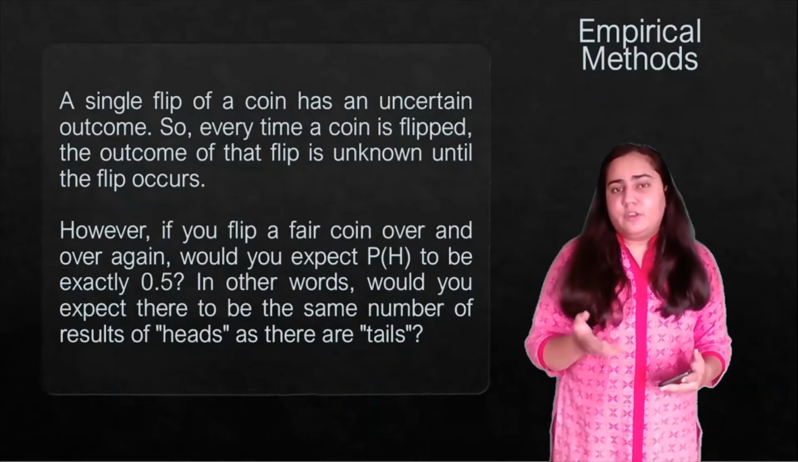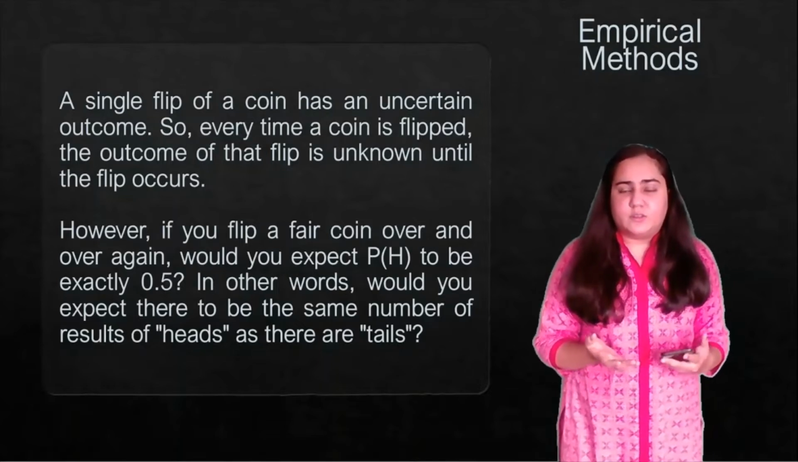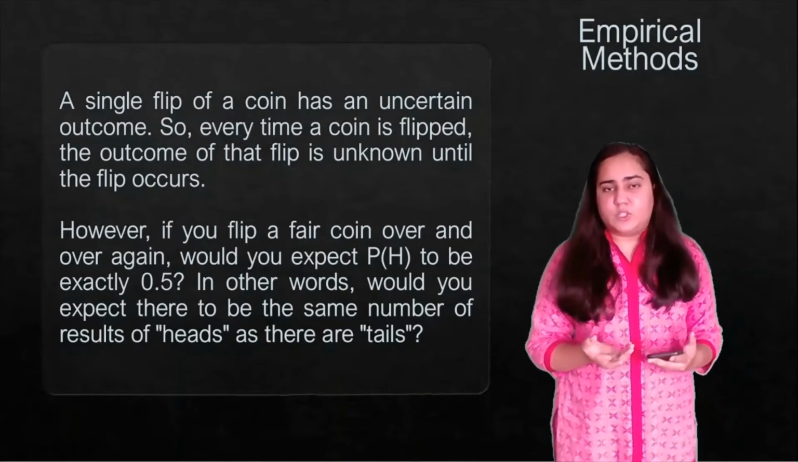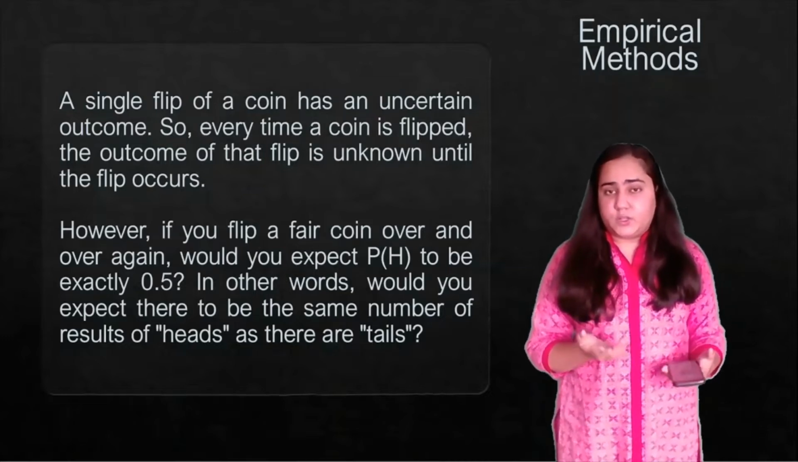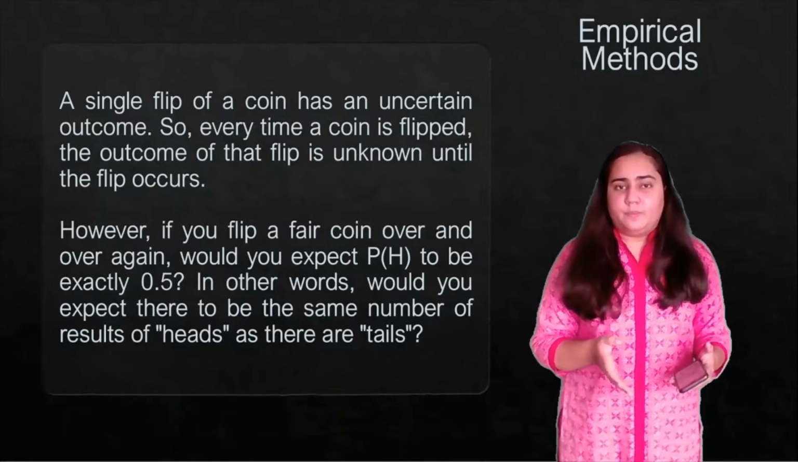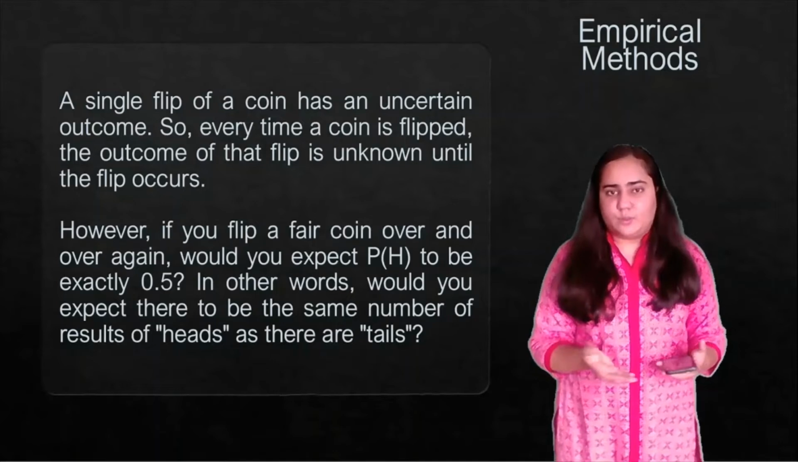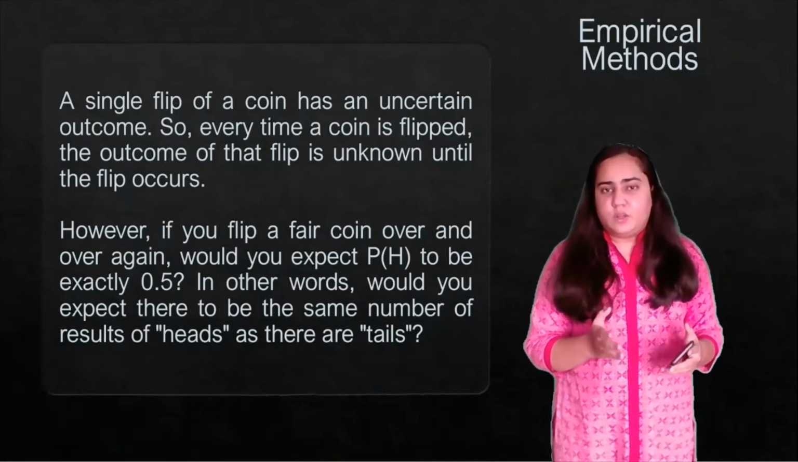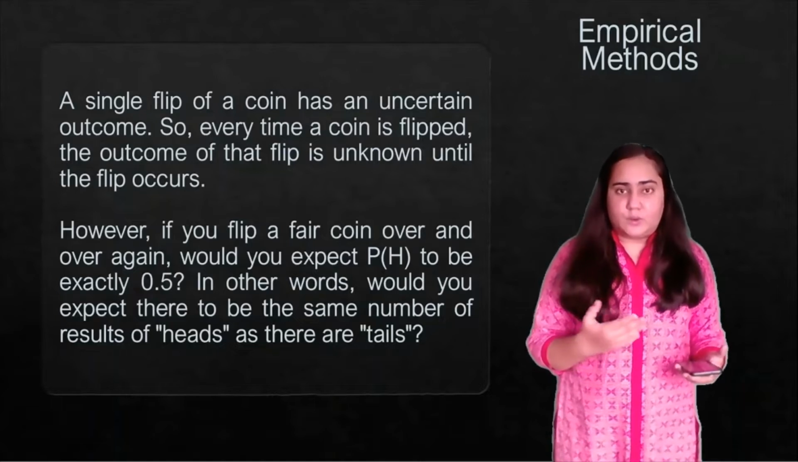However, if you flip a coin, a fair coin is a coin that is not biased. Sometimes they create coins which are heavy on one side, and that's why when you flip, there's a higher chance of getting heads than tails. Also, you should not use a coin that has heads on both sides or tails on both sides. A fair coin has equal probability of getting heads or tails.